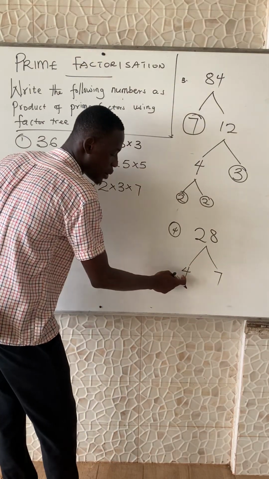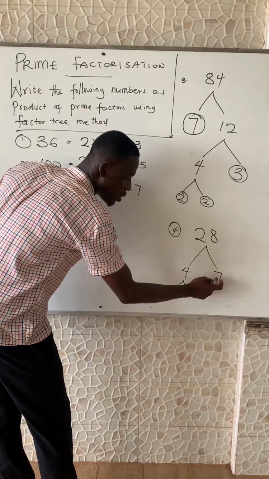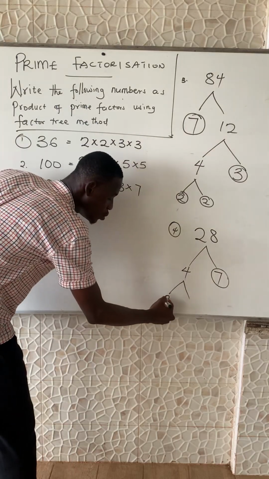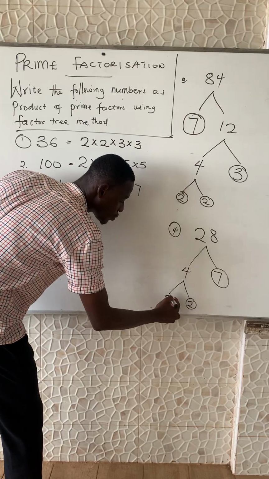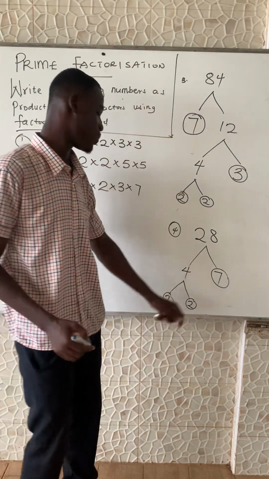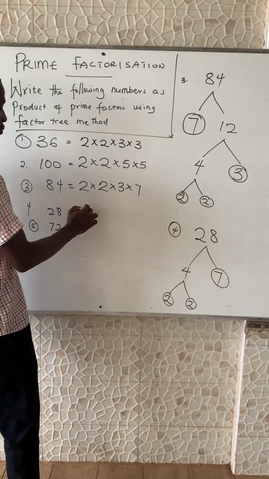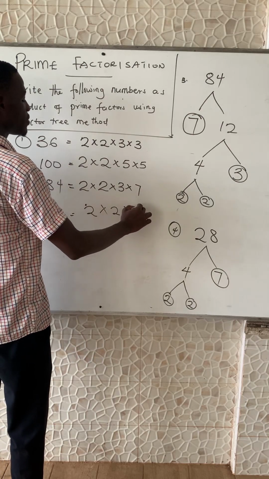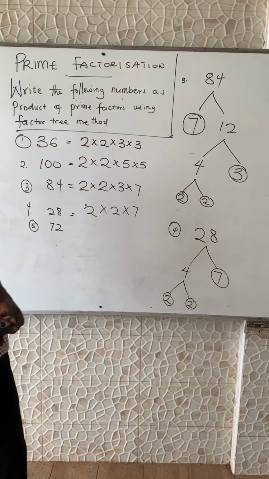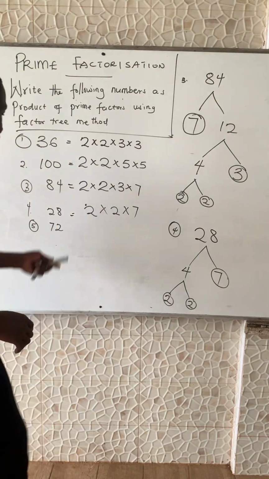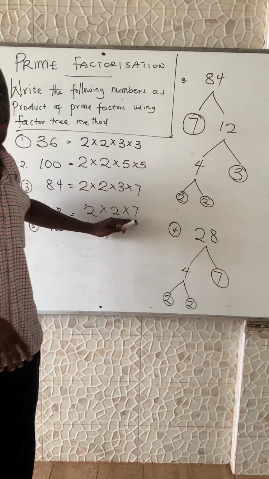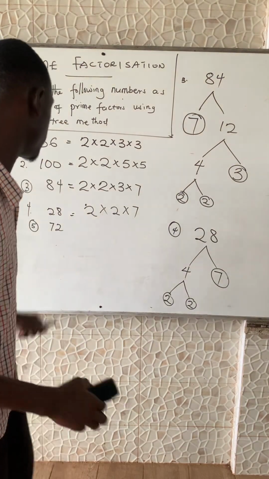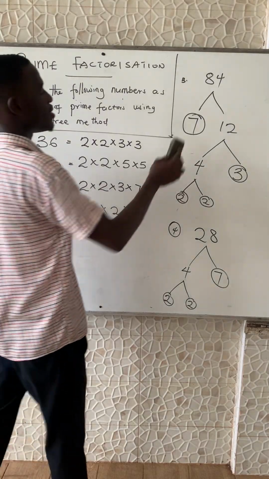Now, 4 is not a prime number, so we'll break it down. But 7 is a prime number, so we'll circle it up. When we break it down, we'll get 2 times 2. So since the prime number is circled up, this is going to give us 2 times 2 times 7. Do you understand it? Alright. And I hope you got the same answer as I did when you tried it on your own. That's so good of you. Good. Let's get to the last one, which is 72.